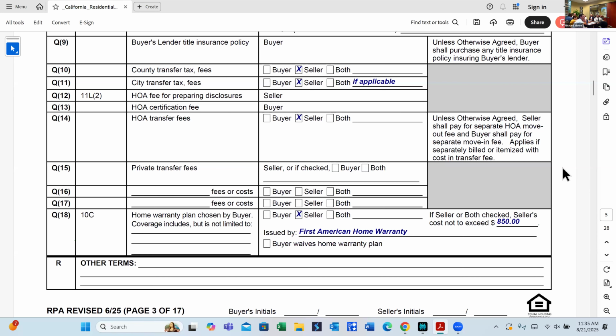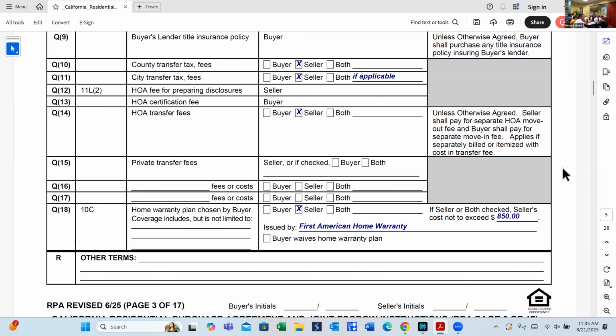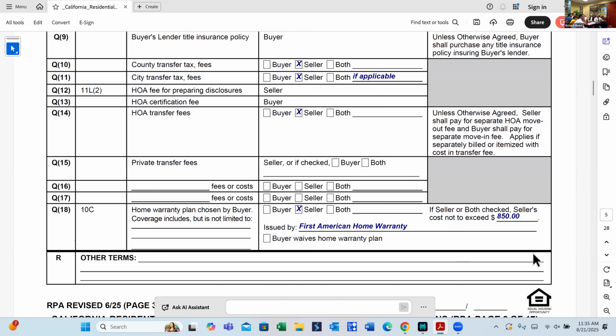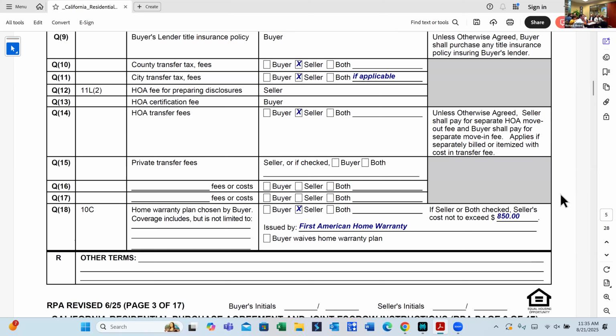And if I'm a buyer, I would want to specify who is going to be providing me with that home warranty plan. If the buyer is not going to request a home warranty plan, let's assume they're going to just virtually get the place, maybe they don't want it. So check the box, buyer waives home warranty.